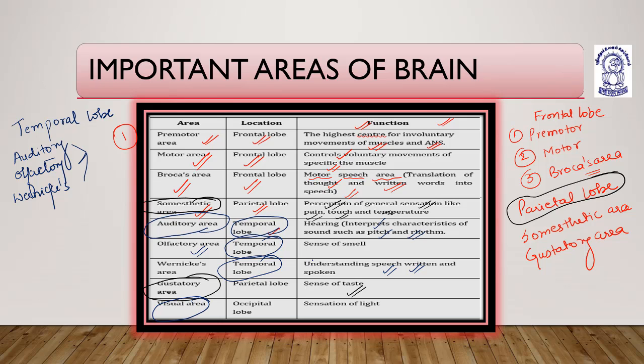Now, visual area is only located in the occipital lobe. Occipital lobe is having only visual area. Sensation of light.